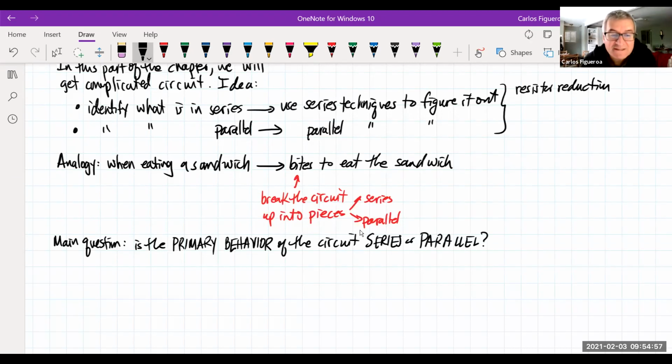Once you know it's series, then there's a list of things that you're going to get that says, okay, this is what it means. This is what I got to do. If it's parallel, then there's a list that you got to go through. And that's what I want to do now. I want you to learn to see series and parallel and move to the next level. And let's go do that.